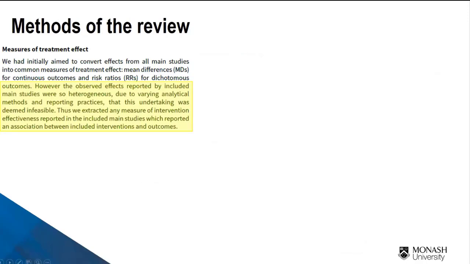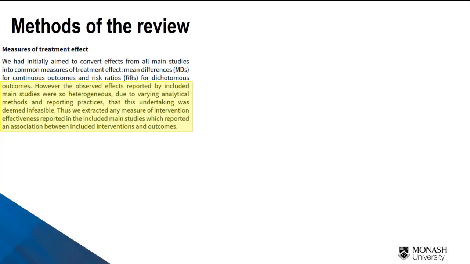Just looking at what they did in the review, in terms of measures of treatment effect, they said that initially they aimed to use mean differences and risk ratios, but the observed effects reported by the main studies were very heterogeneous due to varying analytical methods and reporting practices. So here we've got the problem of different effect metrics potentially being used across the studies, and also probably incomplete reporting where we might have information on effect estimates but not precision reported.